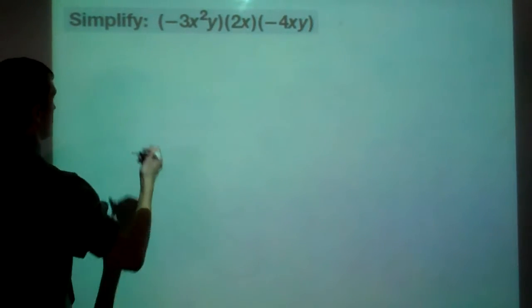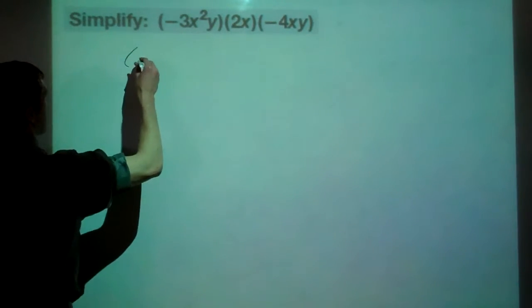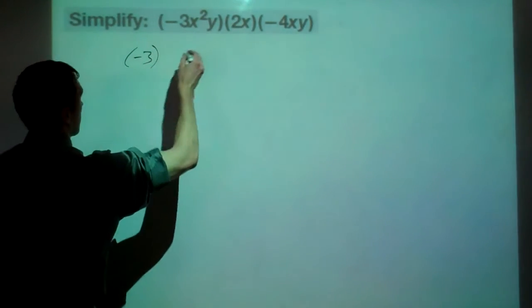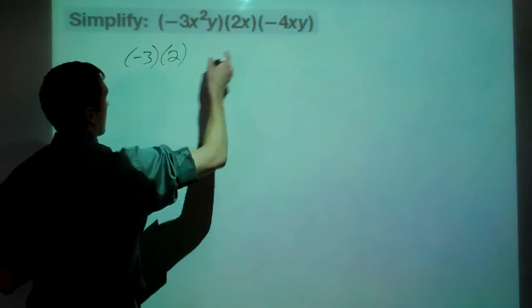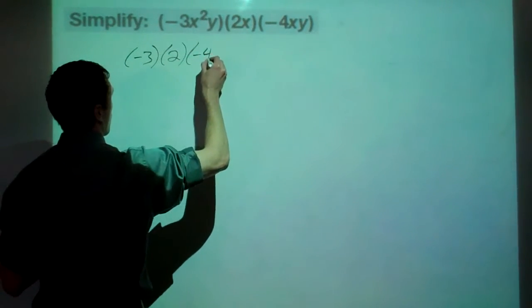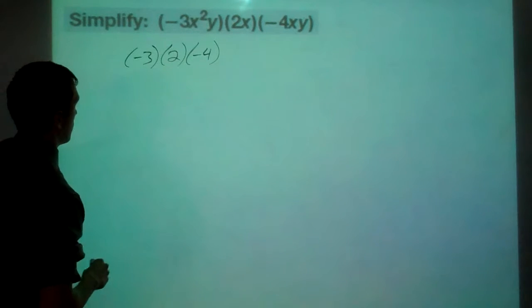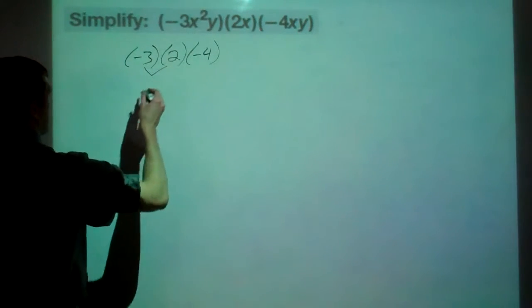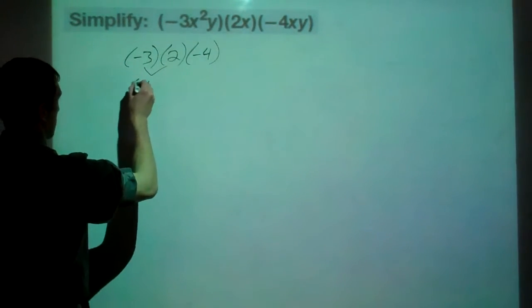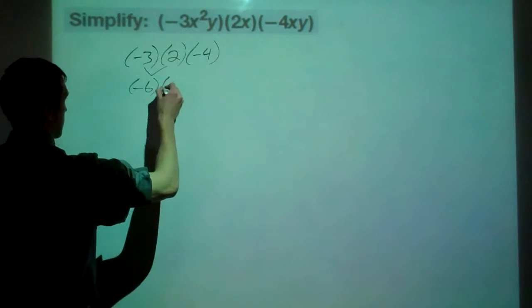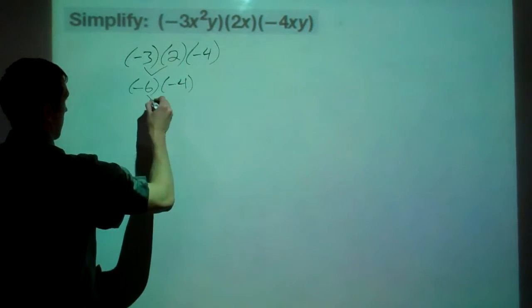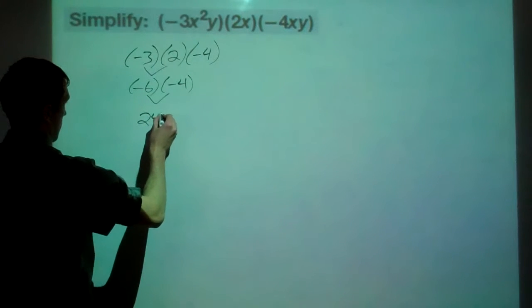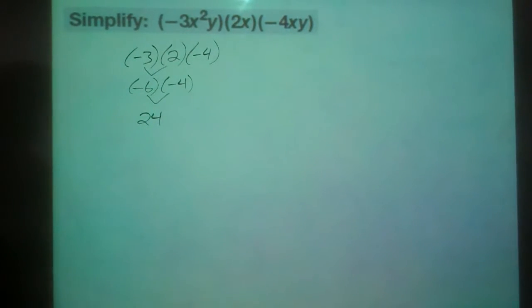First of all, we want to get our numbers multiplied first. So negative 3 times 2 times negative 4. Let's just do that first. Negative 3 times 2 gets us a negative 6. Negative 6 times negative 4 gives us a positive 24. Okay, so now we've got that taken care of.